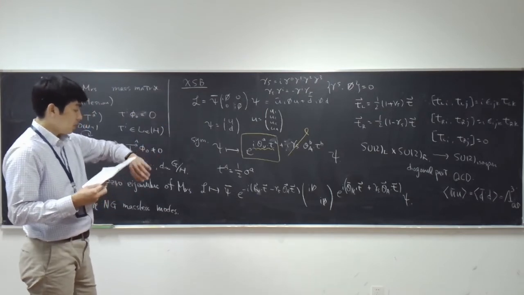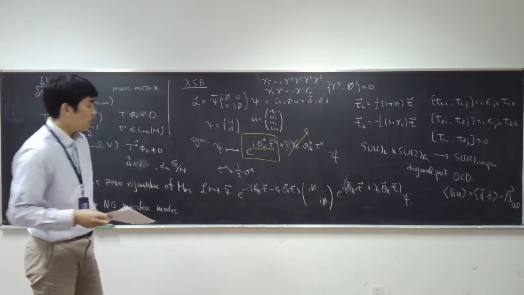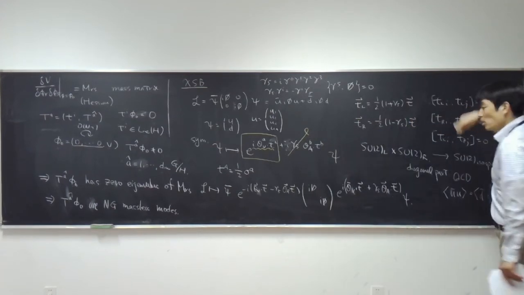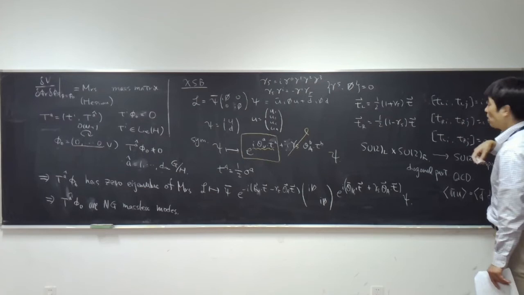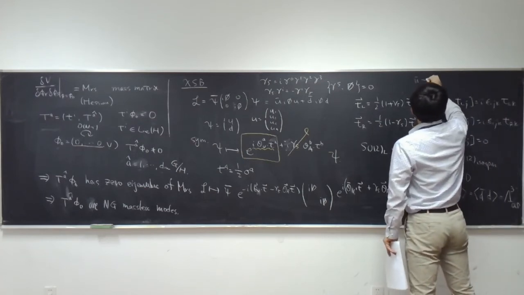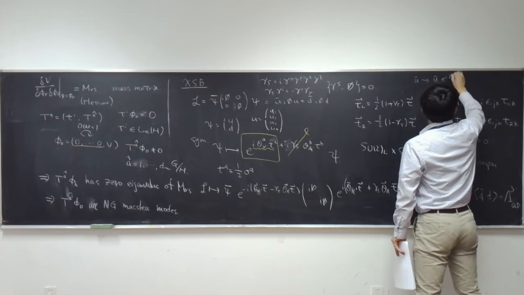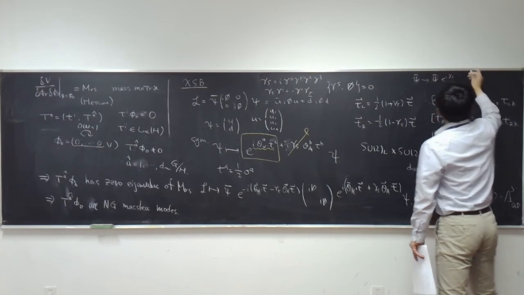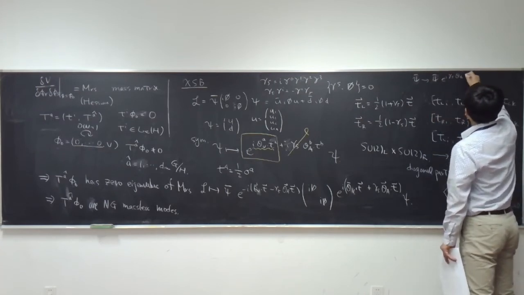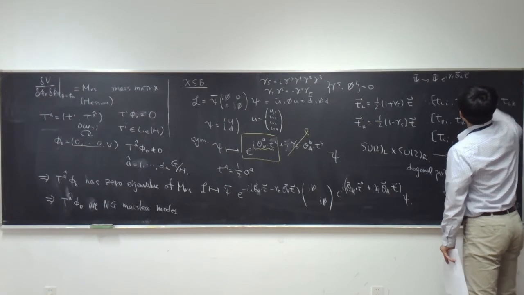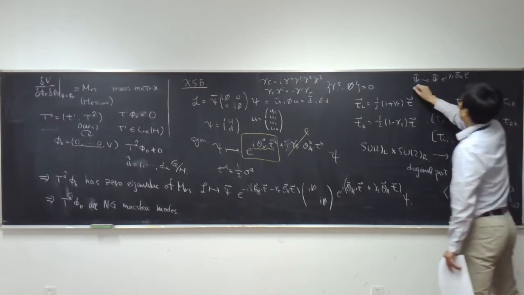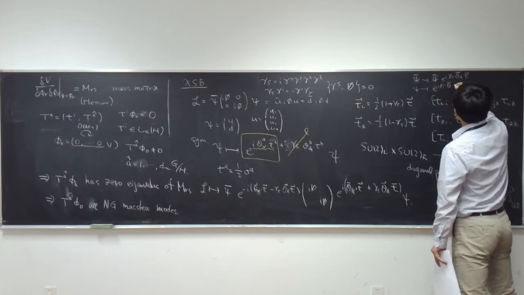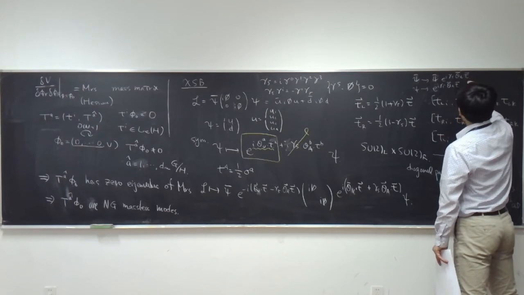Gamma 5 doesn't come in. So, as I mentioned last time, U bar is mapped to U bar e to the I gamma 5 theta A T A, and psi bar likewise, and psi is mapped to e to the I gamma 5 theta A T A psi.